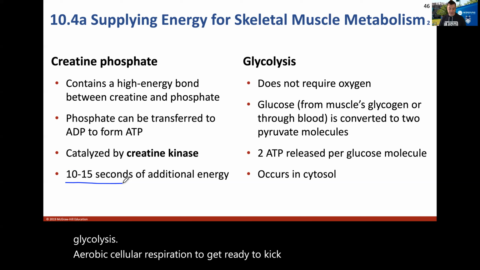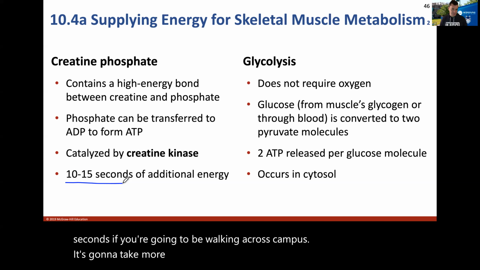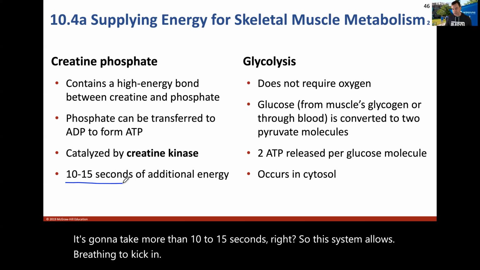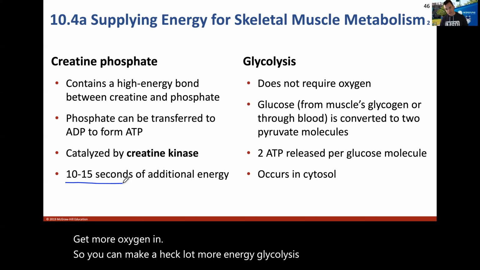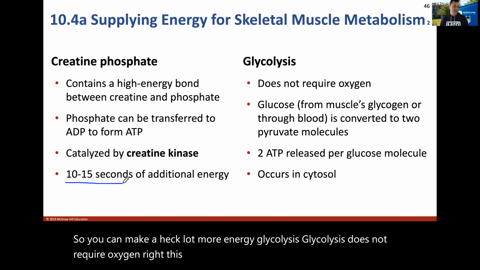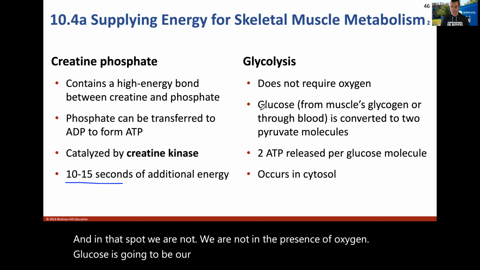Because if you're going to be walking across campus, it's going to take you more than 10 to 15 seconds, right? So this system allows breathing to kick in, get more oxygen in, so you can make a heck of a lot more energy. Glycolysis, okay? Glycolysis does not require oxygen. All right, this happens out in the cytoplasm of the cell, and in that spot we are not in the presence of oxygen. Okay, glucose is going to be our primary drug of choice here.